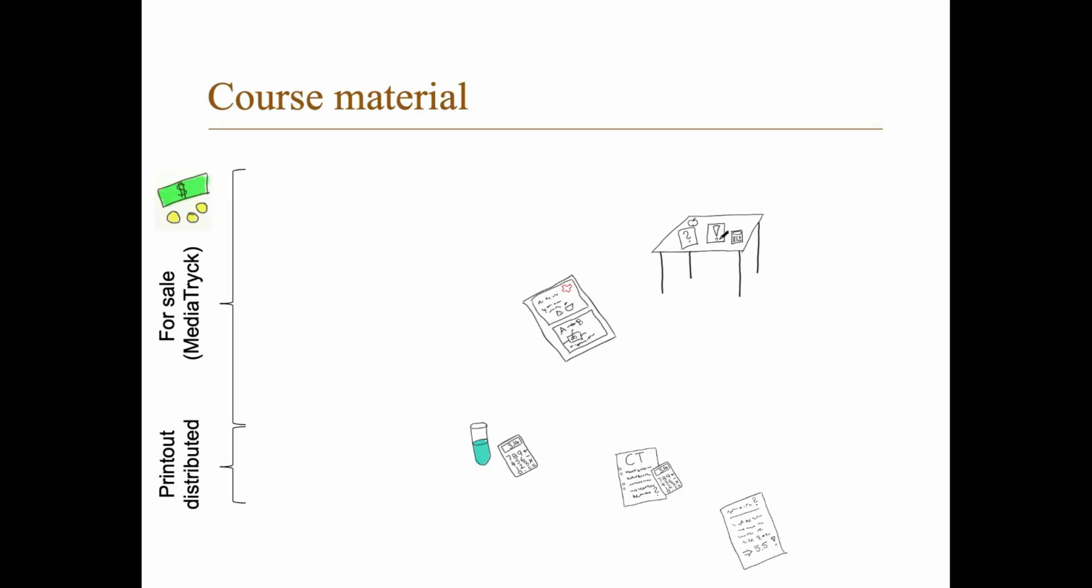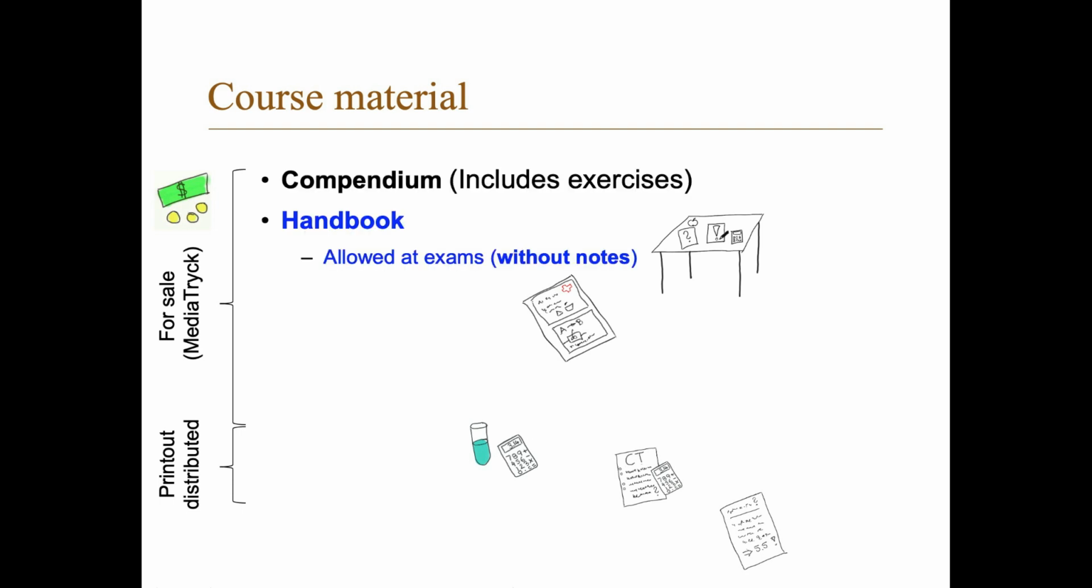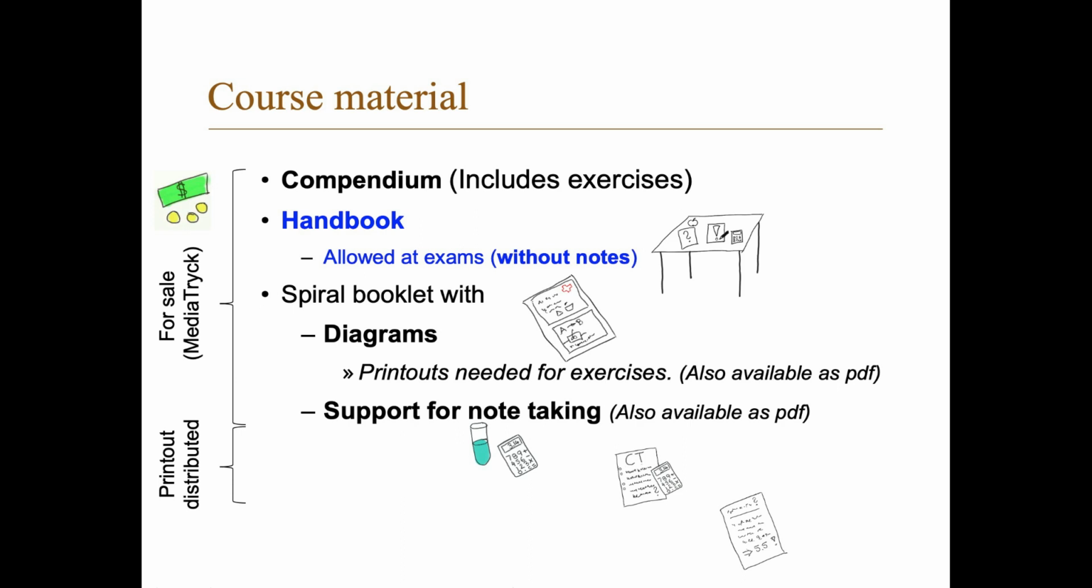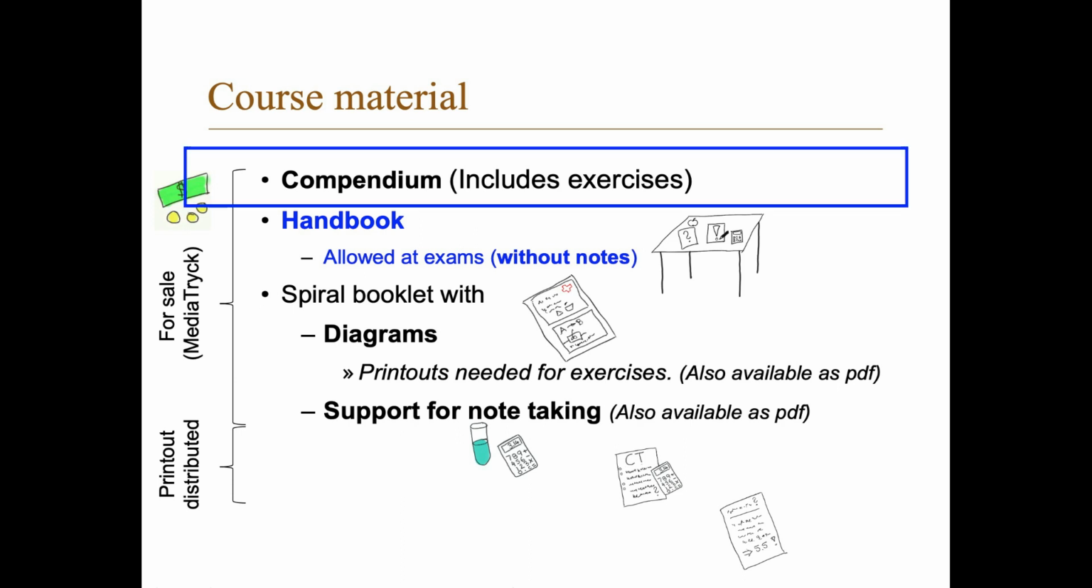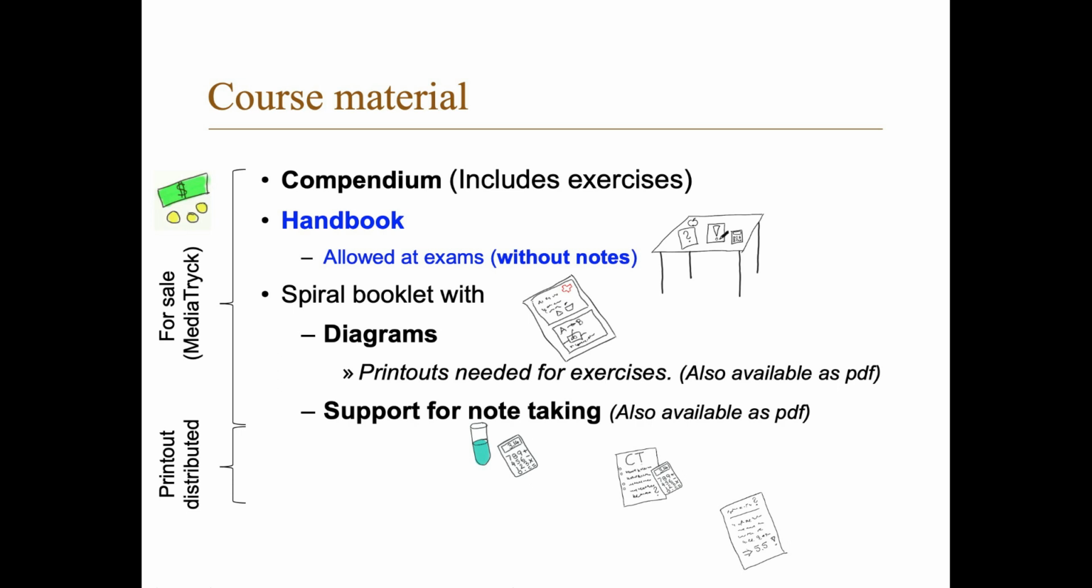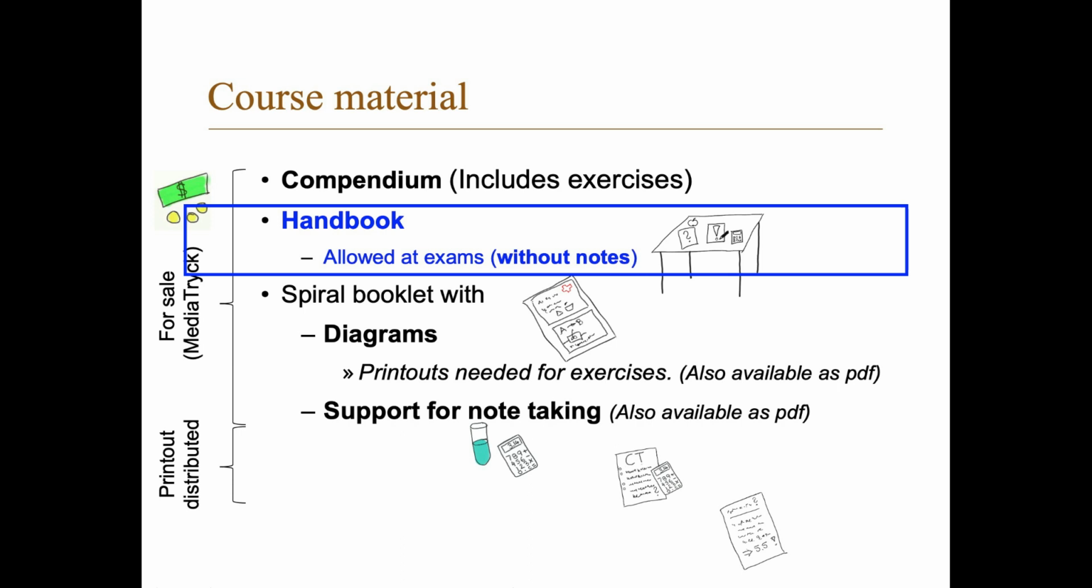The main course material we will be using consists of 4 different parts: the course book, the department handbook, support for note-taking, and diagrams. The book Introduction to Transport Phenomena and Separation Processes covers all the theory in the course. Our department handbook contains data and equations you will be needing and is also needed on the exam. Note that no notes are allowed in your handbook.